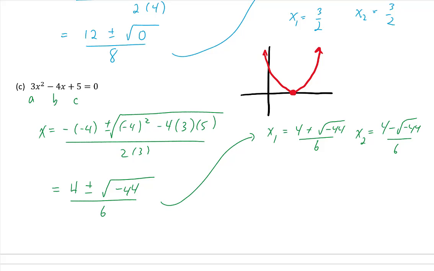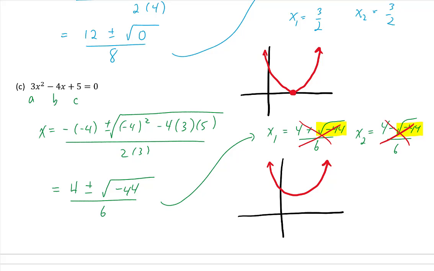When you try to calculate these two, your calculator will give you an error because of the negative 44. If you try to square root a negative number, you'll get an error. So this means there are no real roots. There are no zeros for this quadratic. So to visualize this, imagine we have the equation y equals 3x squared minus 4x plus 5. This is a parabola that opens up, and it never crosses the x-axis. So that is why these do not give us any real roots.